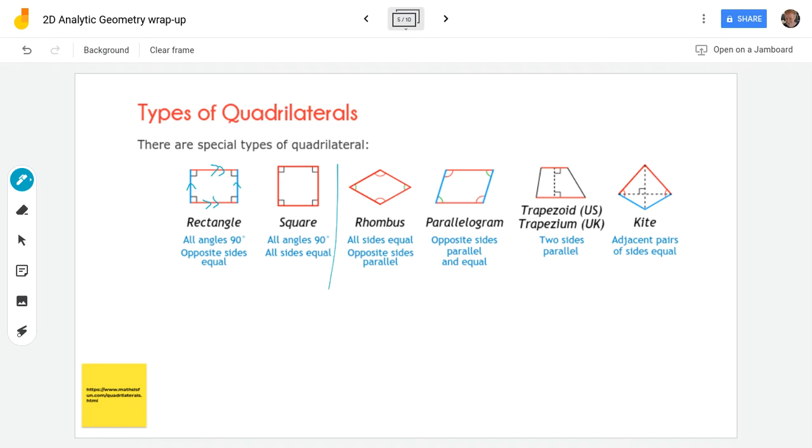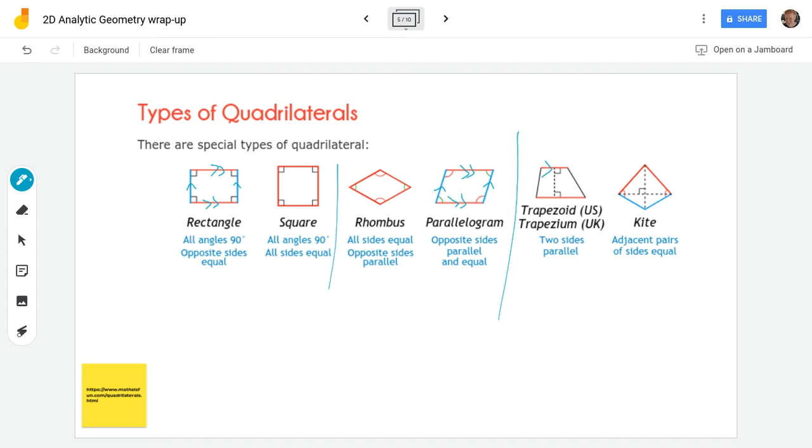Then we have a rhombus and a parallelogram. A parallelogram is like a rectangle that's been pushed over, so the opposite sides are parallel and the same length. They do not meet at 90 degrees. And then a rhombus is a type of parallelogram where all the sides are the same length. So it's like a square that's been pushed over. So keep in mind, a square is a rectangle and a rhombus is a parallelogram. It's just a special type of each one.